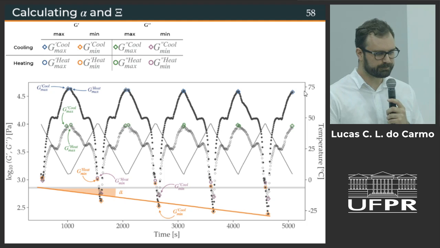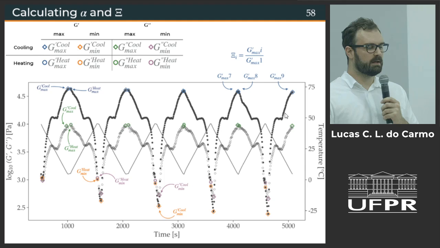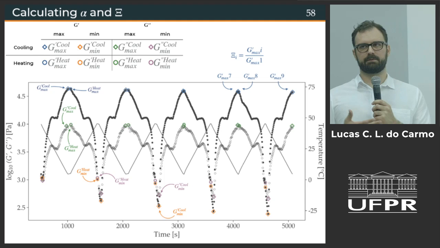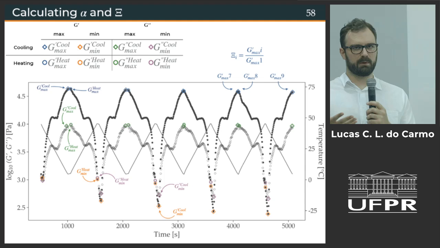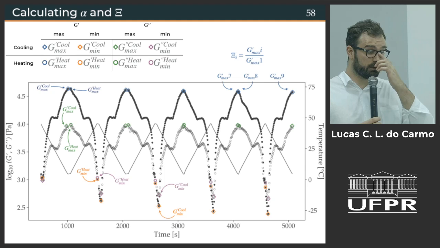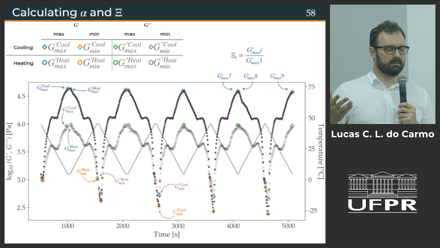Now, another parameter that was described in some other references is to calculate the ratio between these points that I had already explained and the value of the first ramp. So in the first ramp, you should have a reference of how your formula behaves, how your sample behaves. And then on the subsequent steps, you calculate how much they changed relating to the first step.